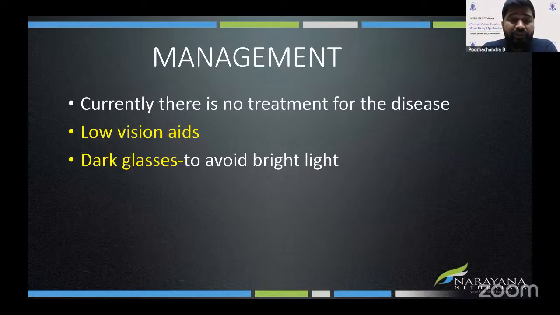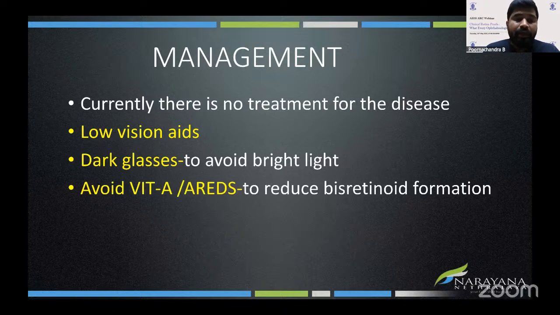We should give them low vision aids and we should give them dark glasses. It's very important that they protect themselves against the bright light. They can wear caps, because the more we stimulate the visual cycle, there's more chance of this retinol getting deposited, leading to further degeneration. And most importantly, please avoid giving any form of vitamin A and A-rate supplementation to reduce the bisretinoid formation. So that is something very important.